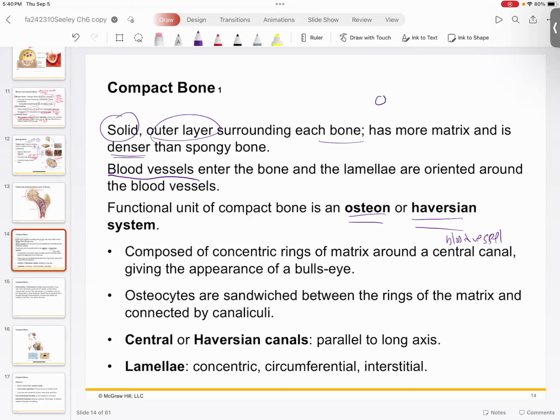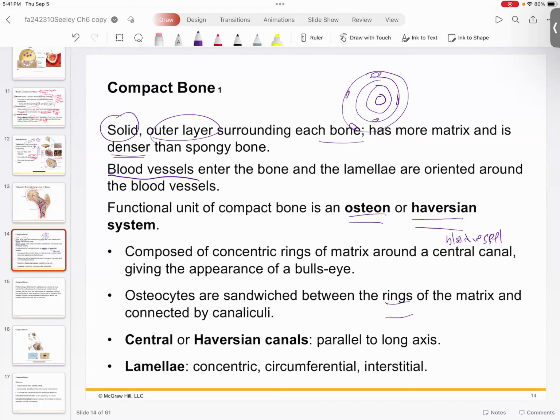So here's your central canal, and then you have concentric rings laid down around that central canal. And of course, this is all laid down by osteocytes. So that's your osteon structure. So just like they were smashed together between the lamella and the trabecular bone, they're also smashed between the rings or the lamella of the matrix, and they're interconnected with these canaliculi, just like we saw before.